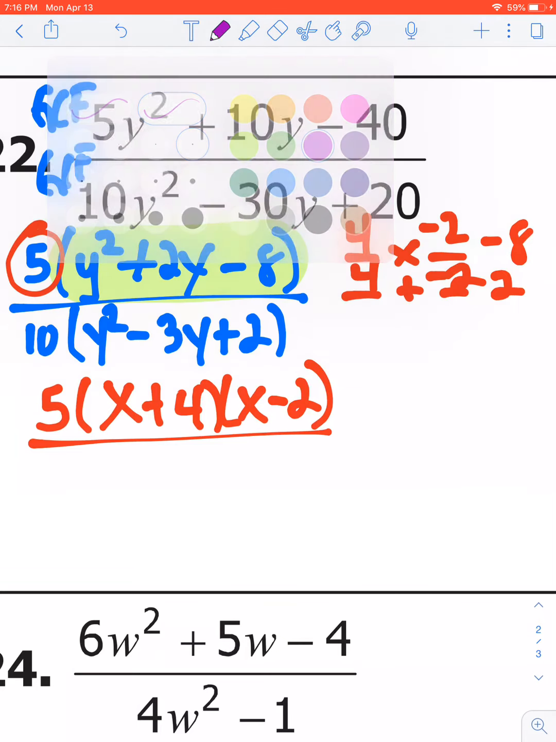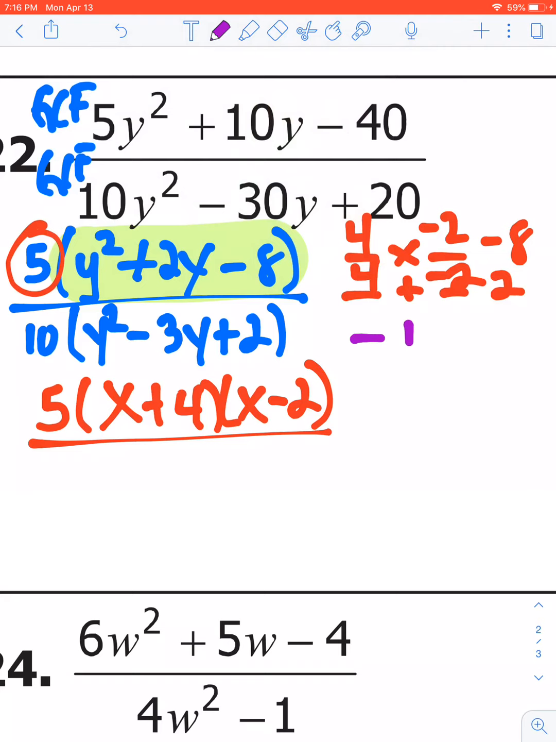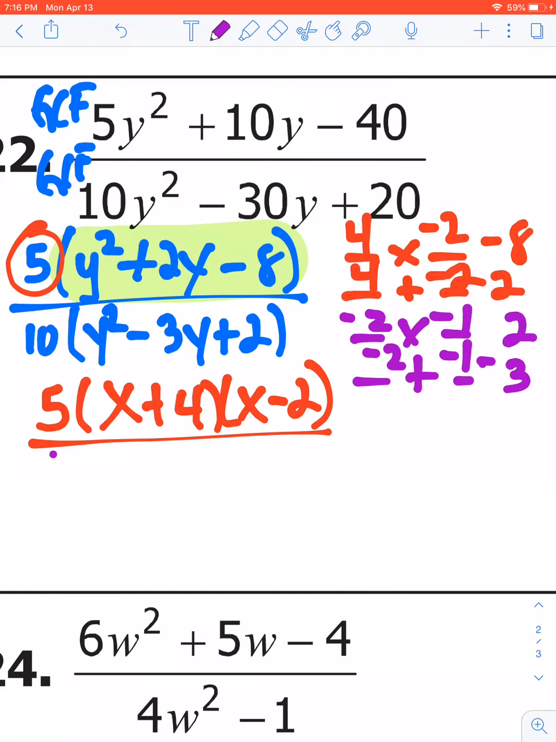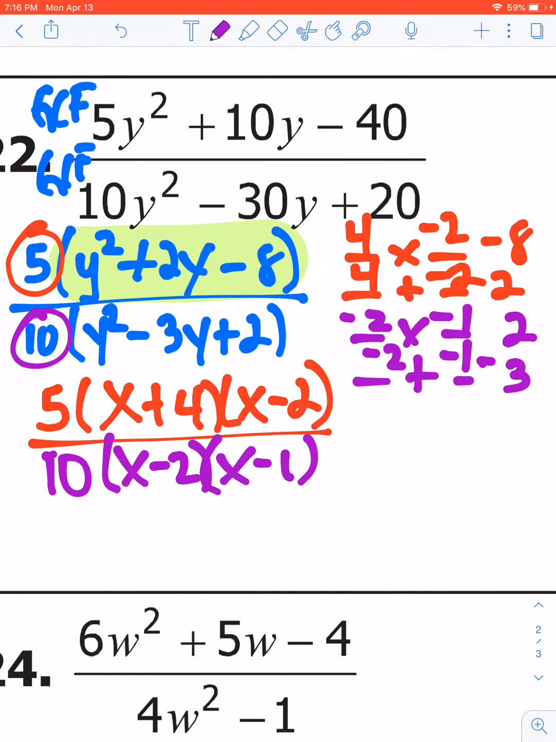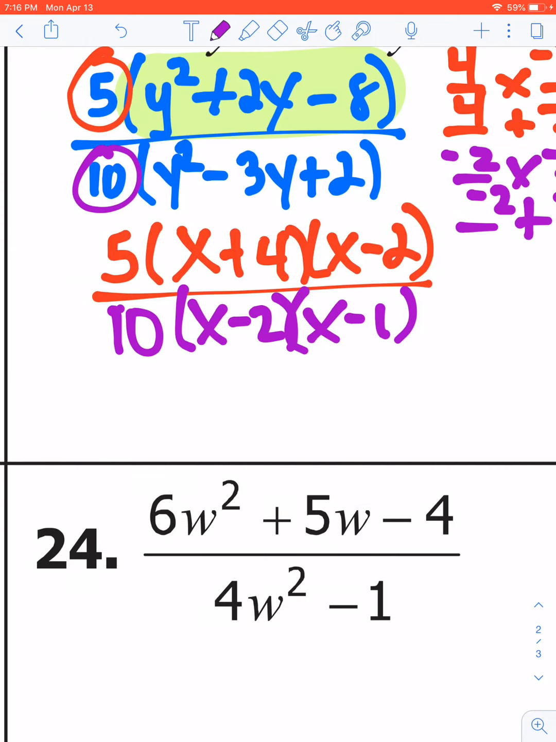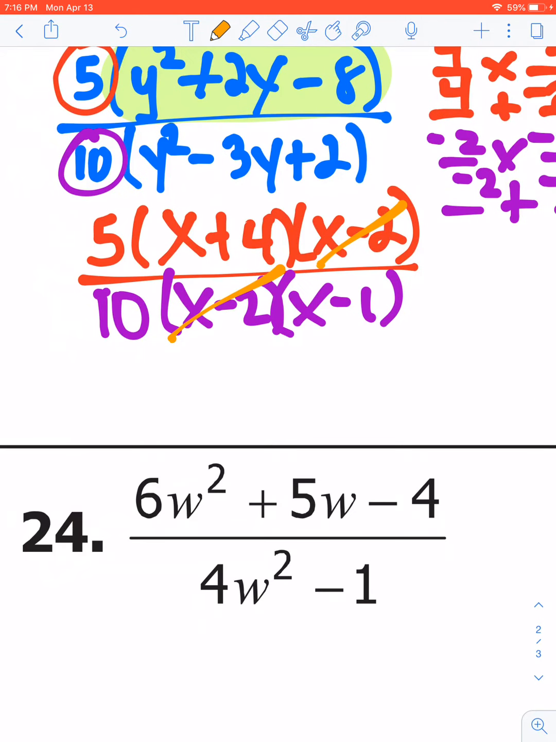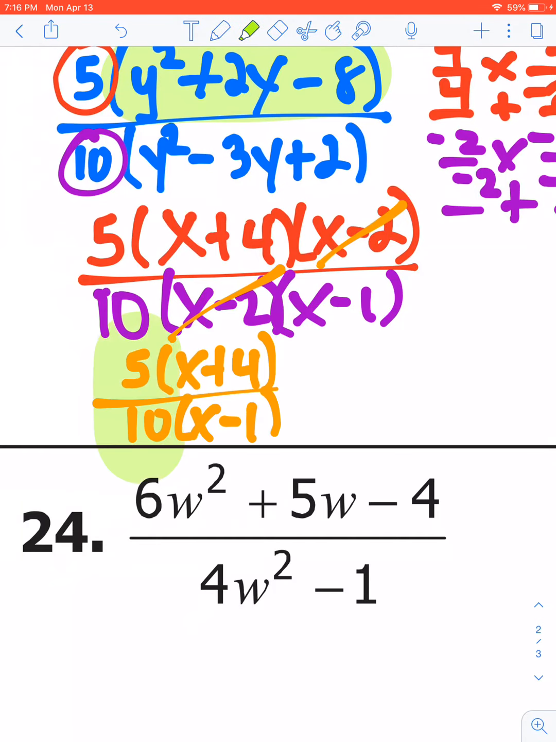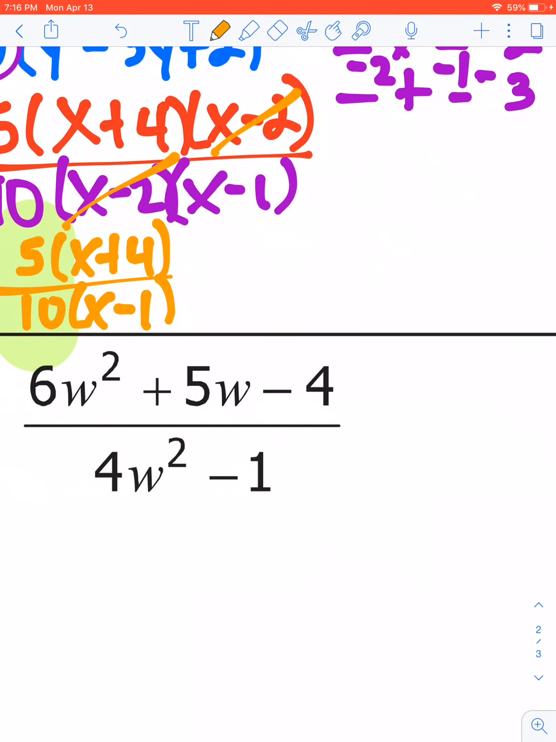My denominator is going to have two numbers that multiply to give me 2, but add to give me negative 3. So that would be a negative 2 and a negative 1. So I'm going to recopy the 10, and I'll have x minus 2 times x minus 1. If you got this far, that was the hardest part of the problem, because the rest of this, the x minus 2's cancel, and so I am left with 5 times x plus 4 over 10 times x minus 1. But remember, I look to see if I can do any monomial reduction, and 5 over 10ths reduces, giving me a final answer of x plus 4 over 2 times x minus 1.